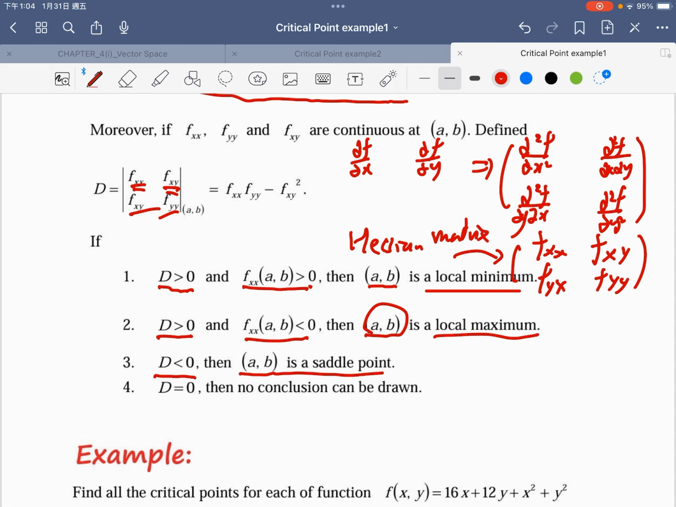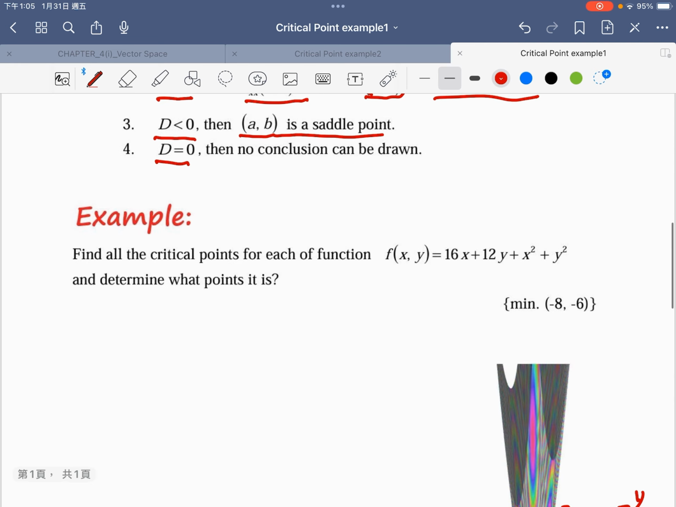We have divided this into three cases. For the last case, if the determinant of the Hessian matrix is 0, there is no conclusion. It may be a local maximum, local minimum, or a saddle point, but we don't know which type of point it actually is. Okay, there is an example.